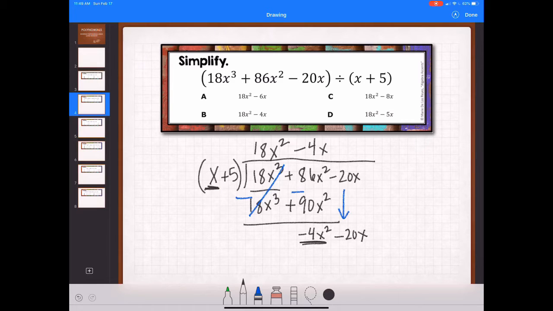We're going to multiply. Negative 4x times x is negative 4x squared. Multiply again, negative 4x times 5 is negative 20x. And then opposite, opposite in order to subtract. This cancels, and this nicely cancels too, so we have a remainder of 0. Therefore, this is our quotient, 18x squared minus 4x.